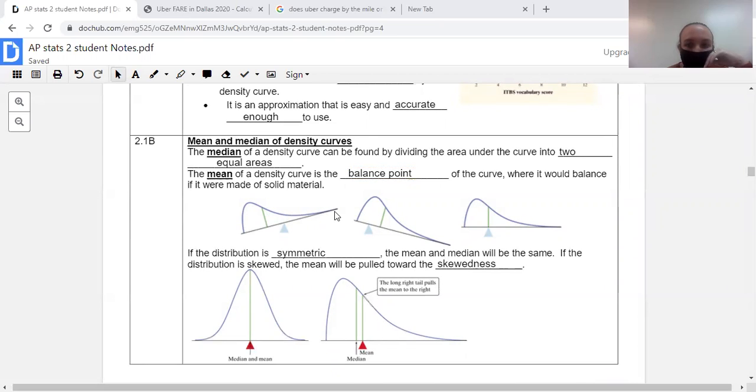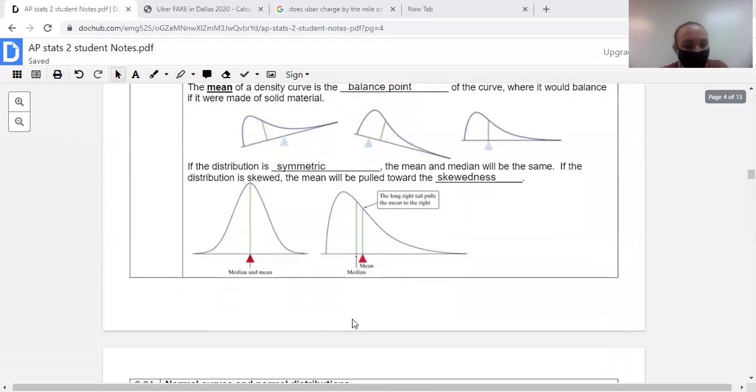And we're going to try to find the balance point to divide it into 2 equal areas. The median is always going to be the point at which the whole curve balances. So we can imagine that it's on a scale or on a teeter-totter. And we're going to have to line up with the median. If we line up with the mean, it would be a little bit wonky. So if the distribution is symmetric, we've talked about this before, the mean and median will be the same. If the distribution is skewed, the mean will be pulled towards the skewness.